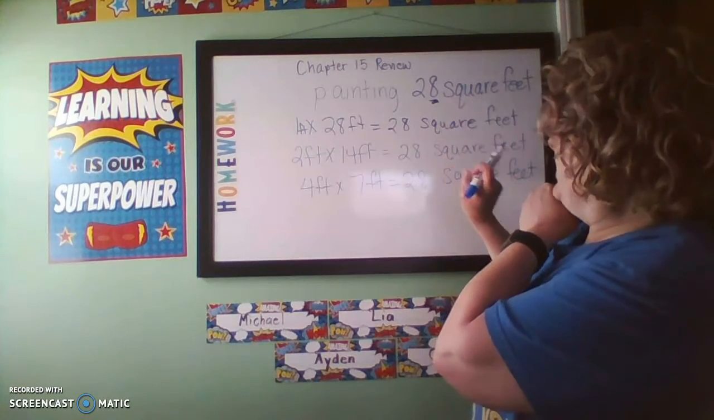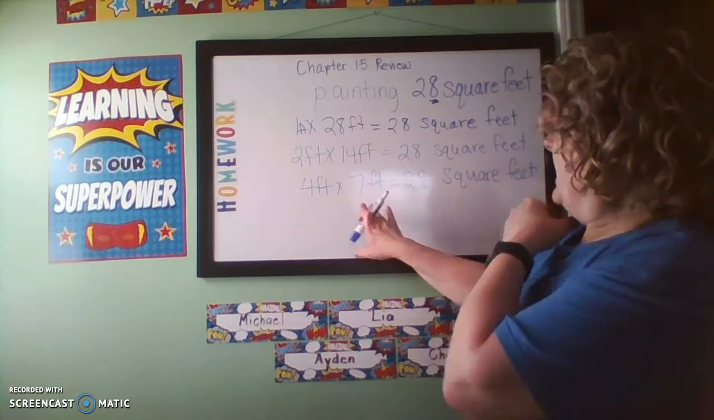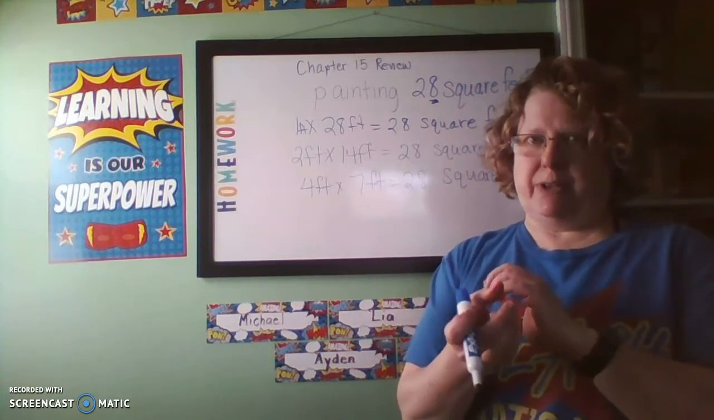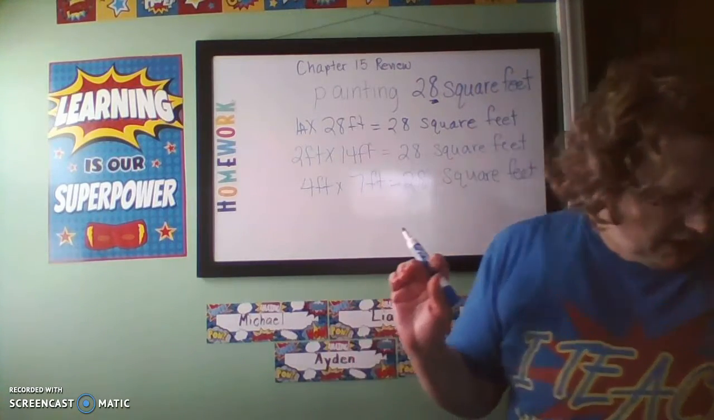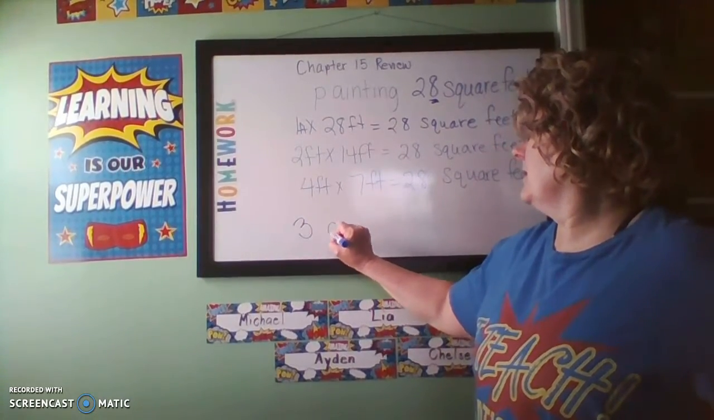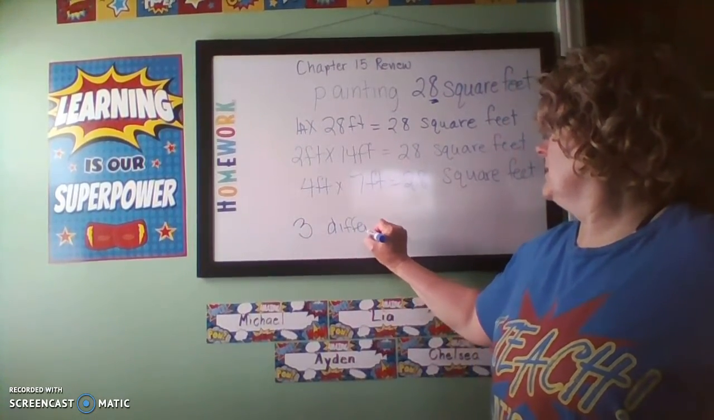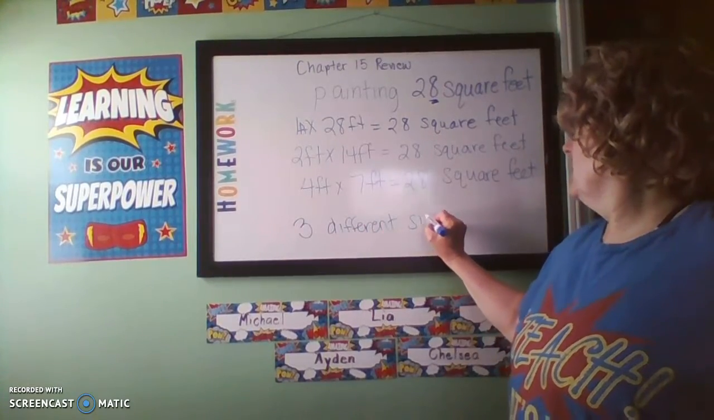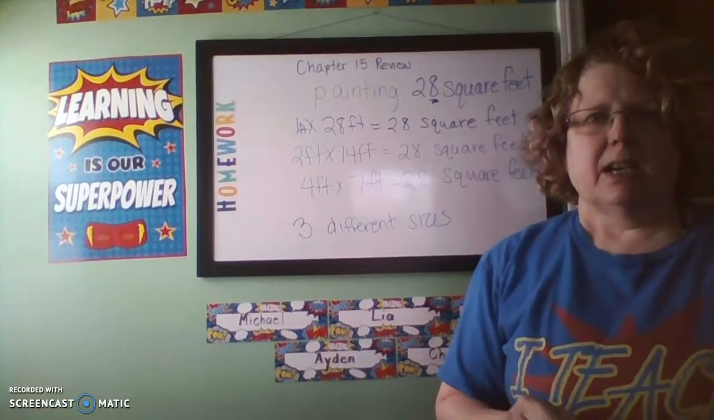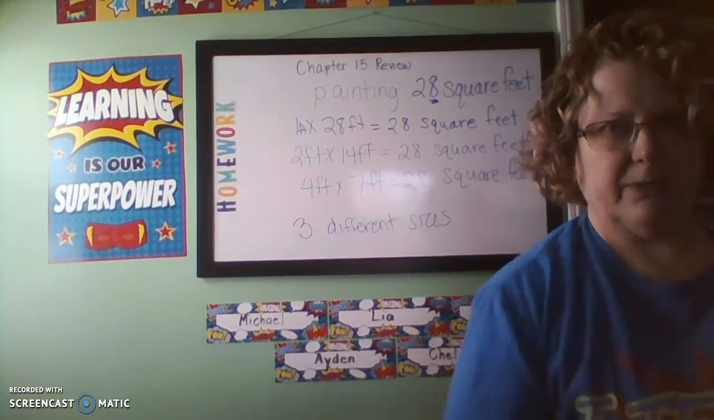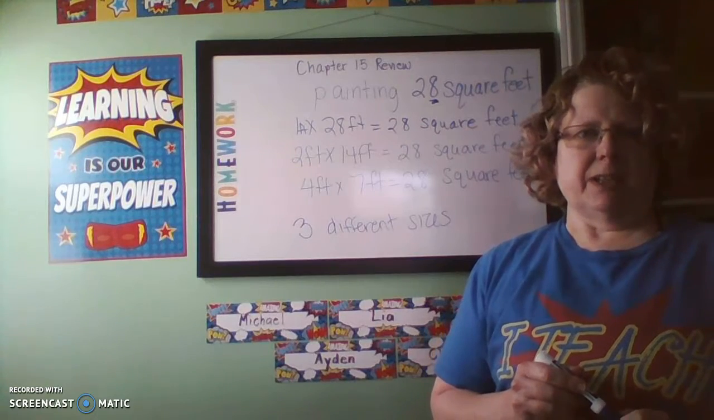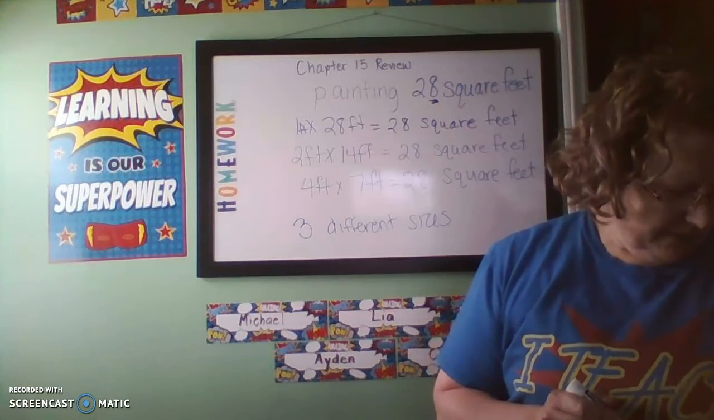5, no, that's not going to go into 28. 6, no. And now I'm back at 7, which I've already done. I wouldn't do it twice. I'm not going to do turnaround facts. So I would be able to make 3 different size paintings. And these are the sizes that I could make. I could make 1 foot by 28 feet, 2 feet by 14 feet, or 4 feet by 7 feet.